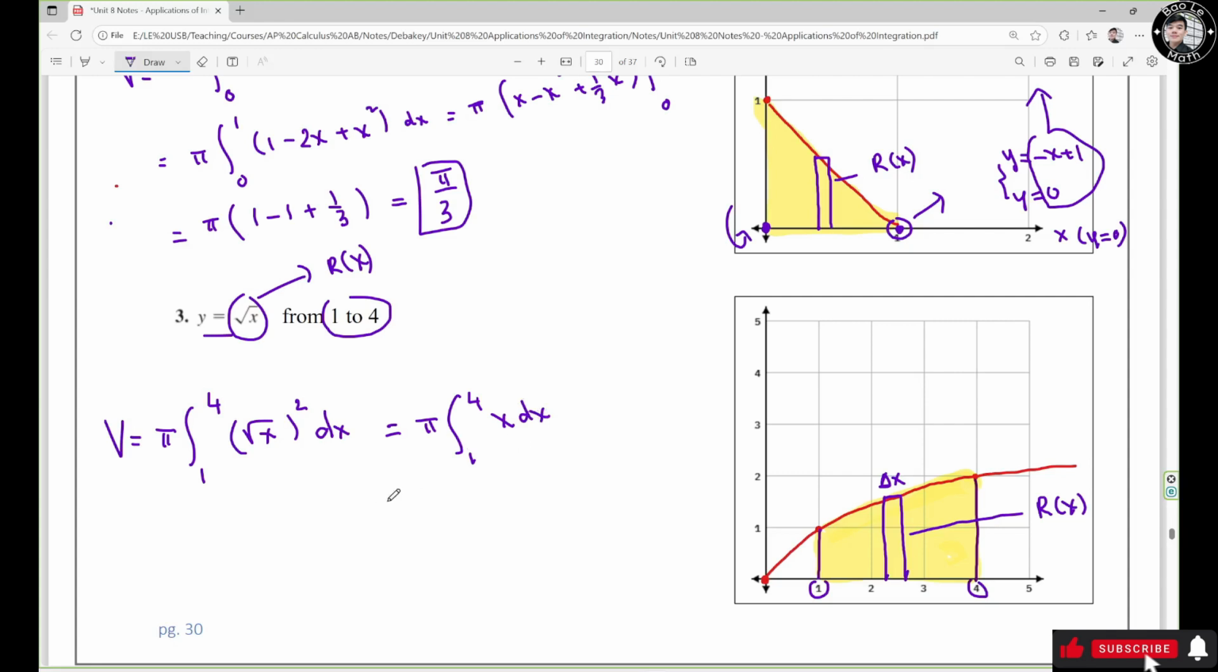Now take anti-derivative of this one. It's going to be pi times 1/2 s square evaluated from 1 to 4, right? So it's going to be pi over 2 times. Substitute 4 for s, it's going to be 16. Substitute 1 for s, it's going to be 1. Subtract 1, right? So the answer is 15 pi over 2.